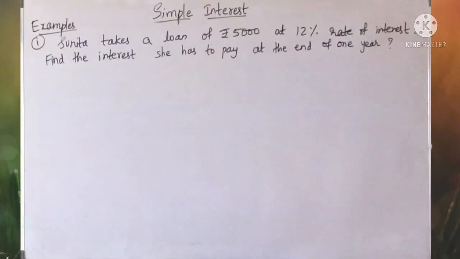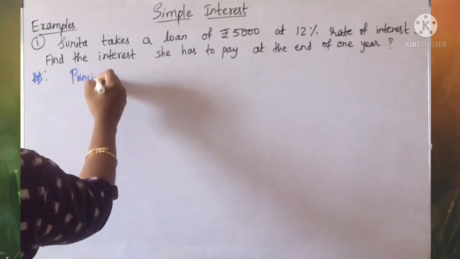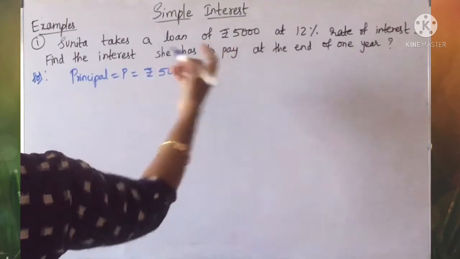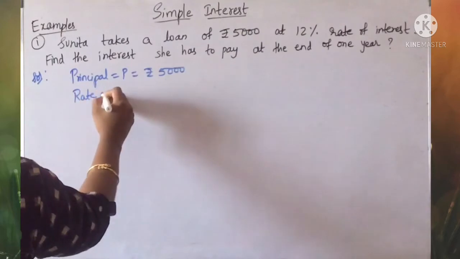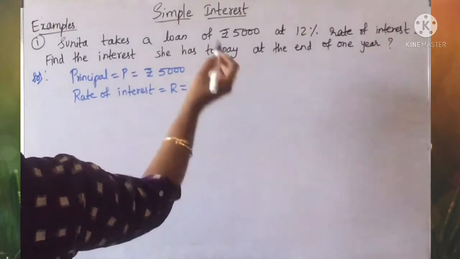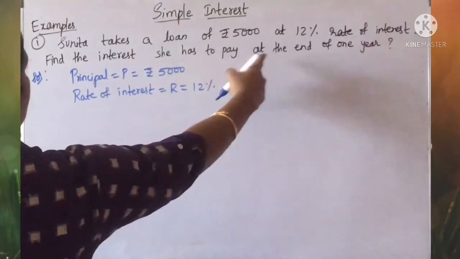Now coming to one example, children. Here Sunita takes a loan for rupees 5,000. Okay, at 12% rate of interest. Find the interest she has to pay at the end of 1 year. So what is here, loan taken is 5,000. So this can be taken as principal, that is P, rupees 5,000, and at 12% rate of interest. So rate of interest, that is R is 12%, and rate of interest will be in percentage only. And find the interest she has to pay at the end of 1 year.